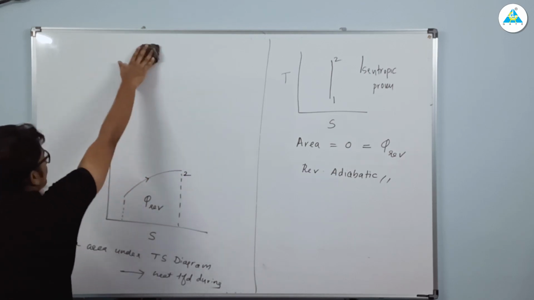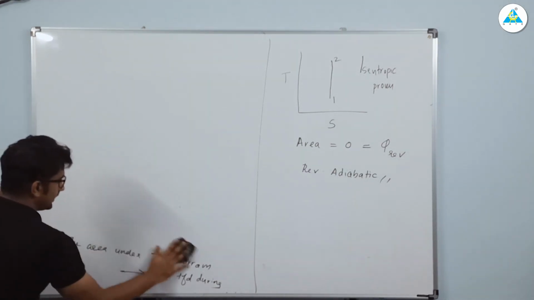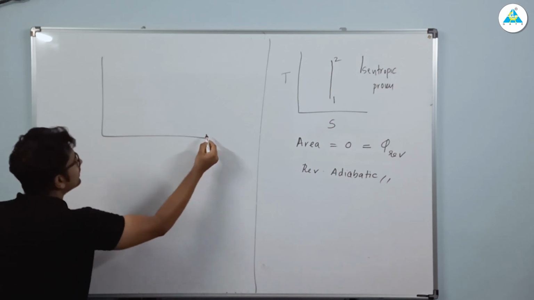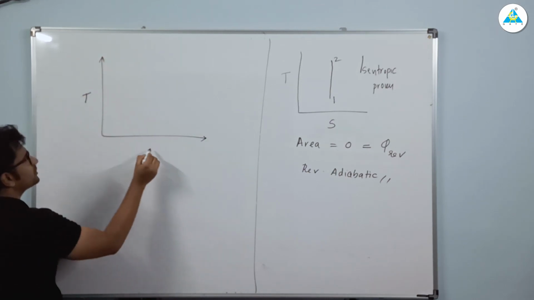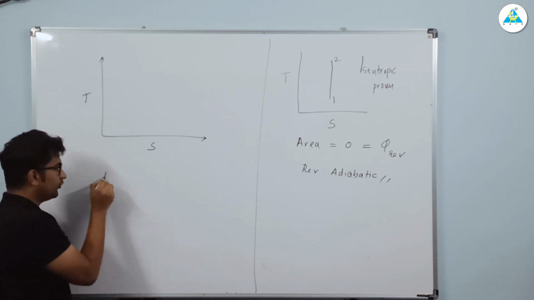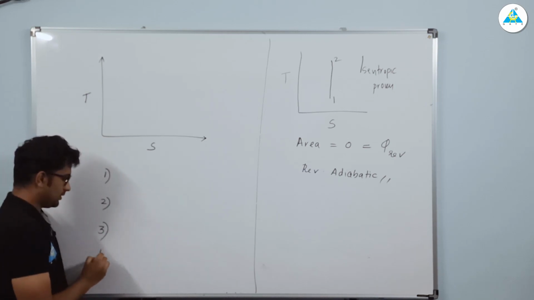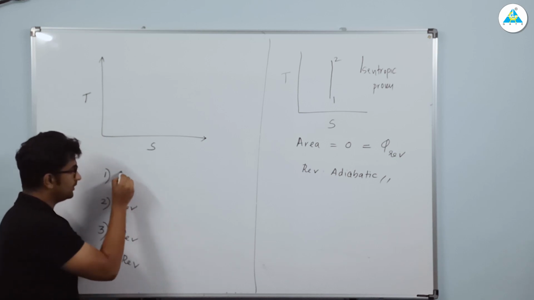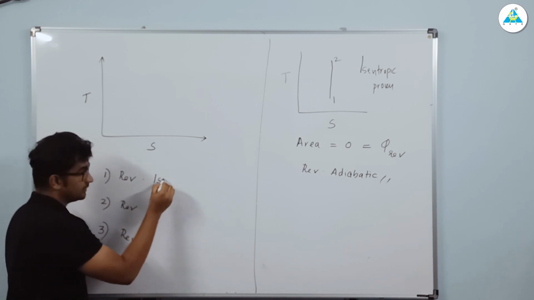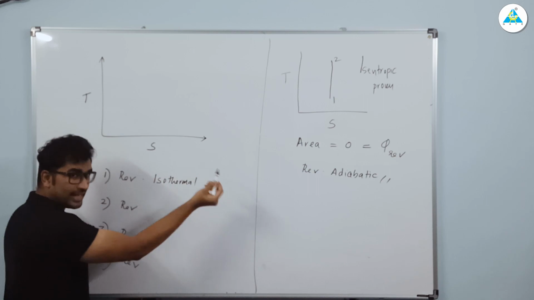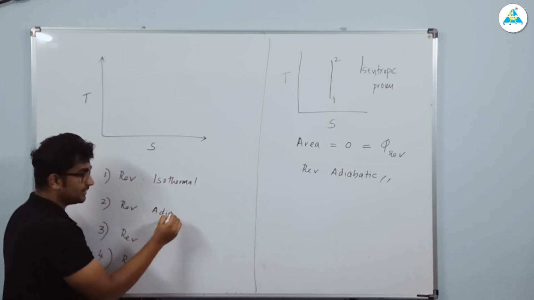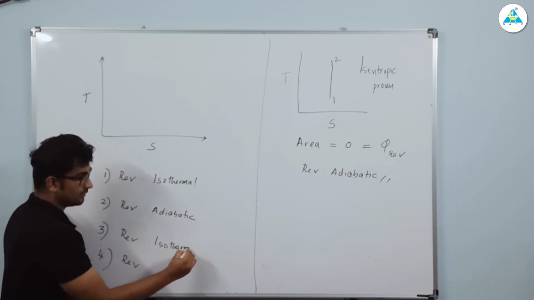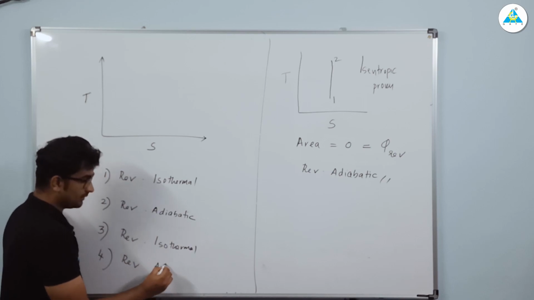Now, how can you draw the TS diagram for a Carnot cycle? Carnot heat engine, Carnot cycle. How can you draw the TS diagram? Very simple. Temperature, entropy. What are the four processes in a Carnot cycle? All processes are reversible. One process is reversible isothermal expansion, then reversible adiabatic expansion, reversible isothermal compression, and reversible adiabatic compression.